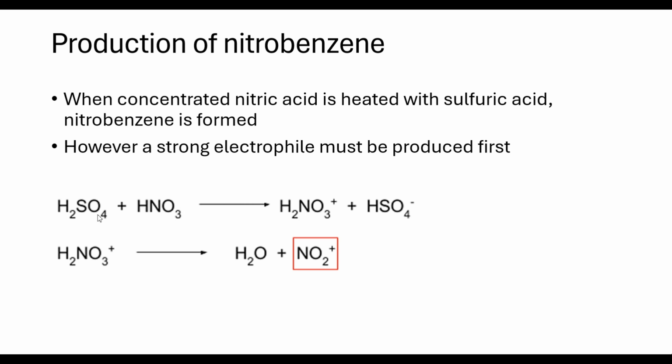To generate that, what you need to do is mix sulfuric acid with HNO3. That's going to produce H2NO3 plus and HSO4 minus. Make sure you memorize the equations, because they'll ask you for it in the future. Now this H2NO3 plus is just going to decay into H2O and NO2 plus, and that's going to form the NO2 plus electrophile.